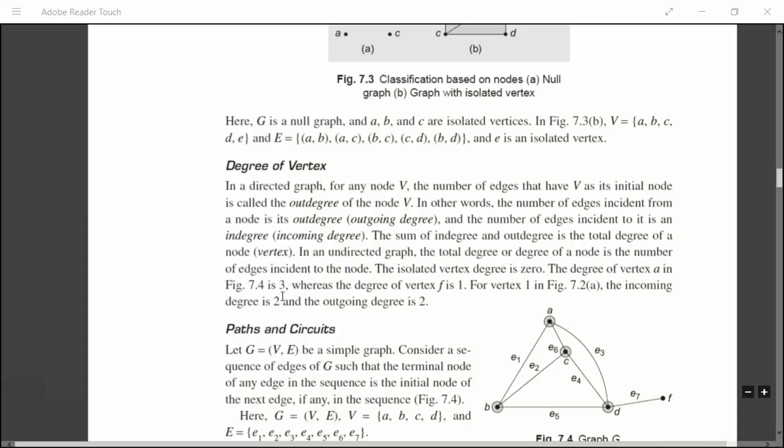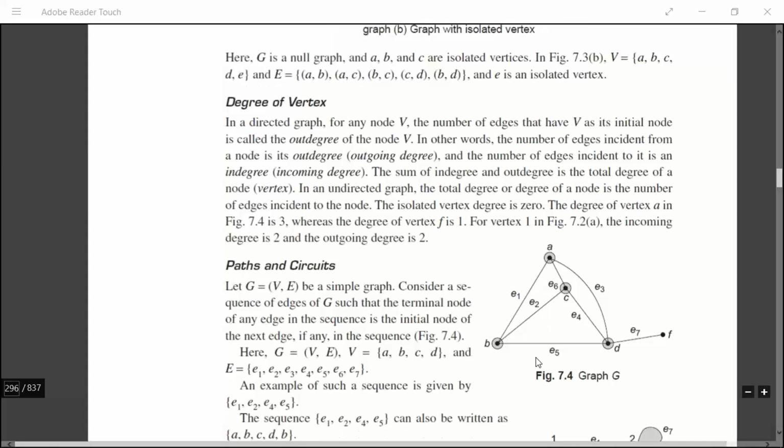The degree of a vertex A, in this particular example: this is an undirected graph because no directions are specified. If you want to find out the degree, how many edges are there from here? You can't say whether it is starting from A to B or from B to A, so you can't say it is starting or ending. How many edges are there from A to A? 1, 2, 3. So on the whole, 3 edges include A. So that degree is specified as 3.